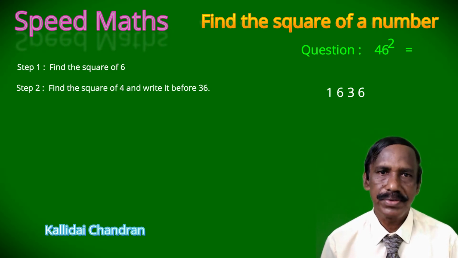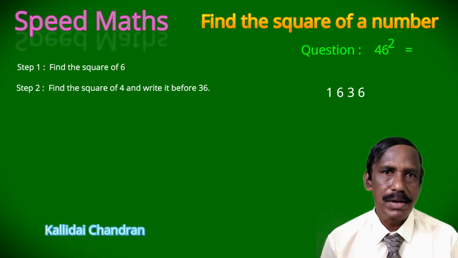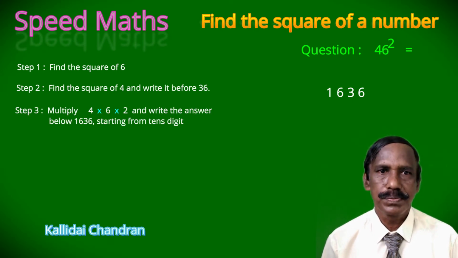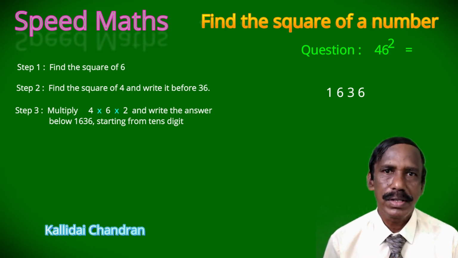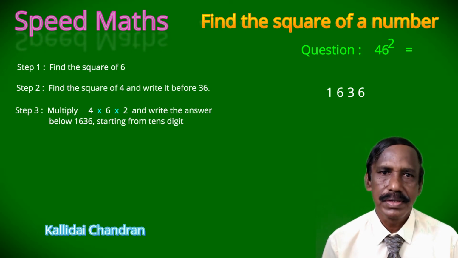Now, the third step is you multiply 4, 6 and 2. 4 into 6 into 2. The answer comes to 48. That is 4 into 6, 24, into 2, 48. Now, you have to write 48 below 1636. The only difference is you have to write 48 from the tens digit. That is, you have to write 48 just below 63.